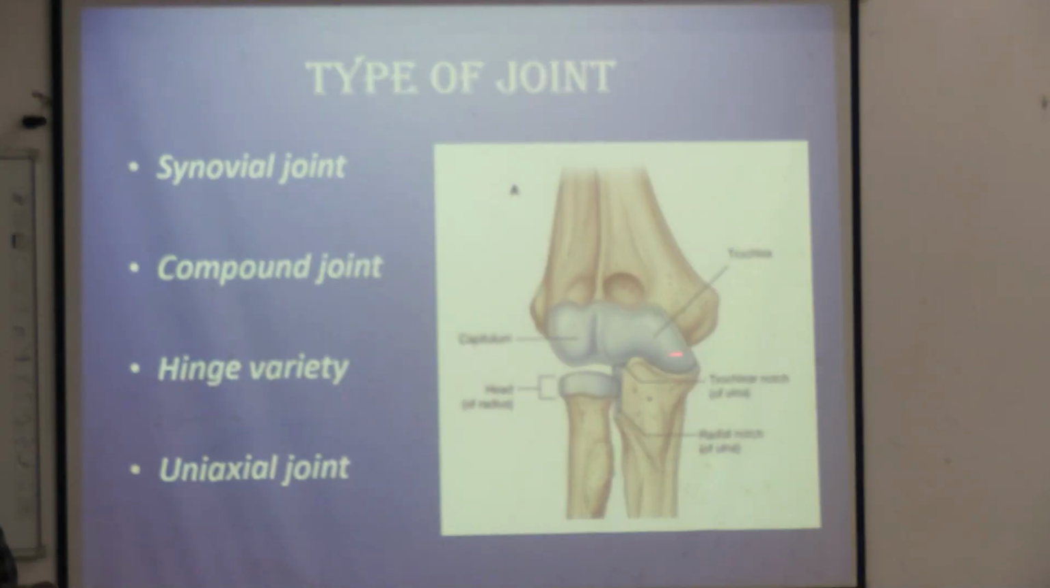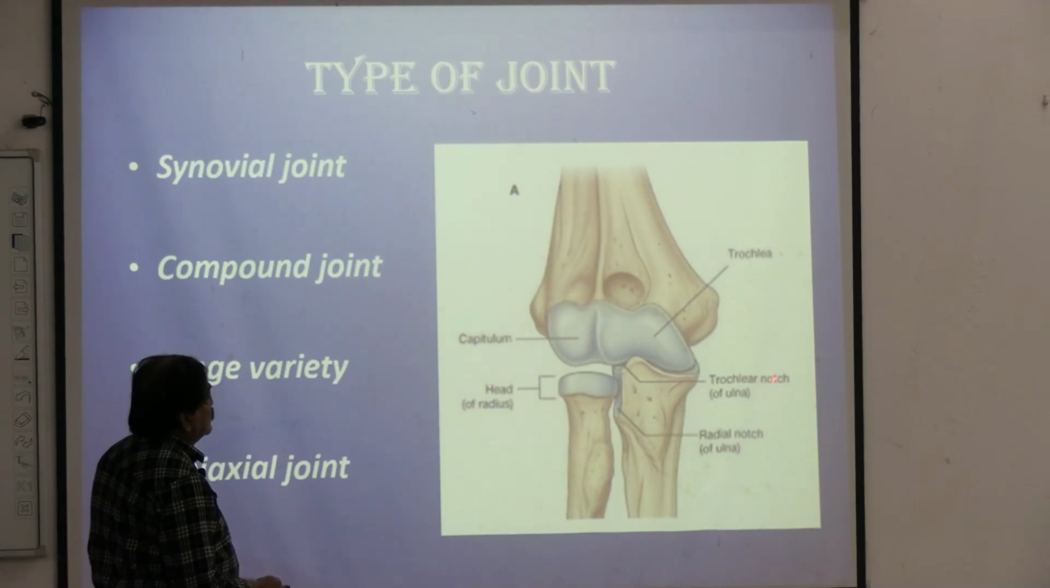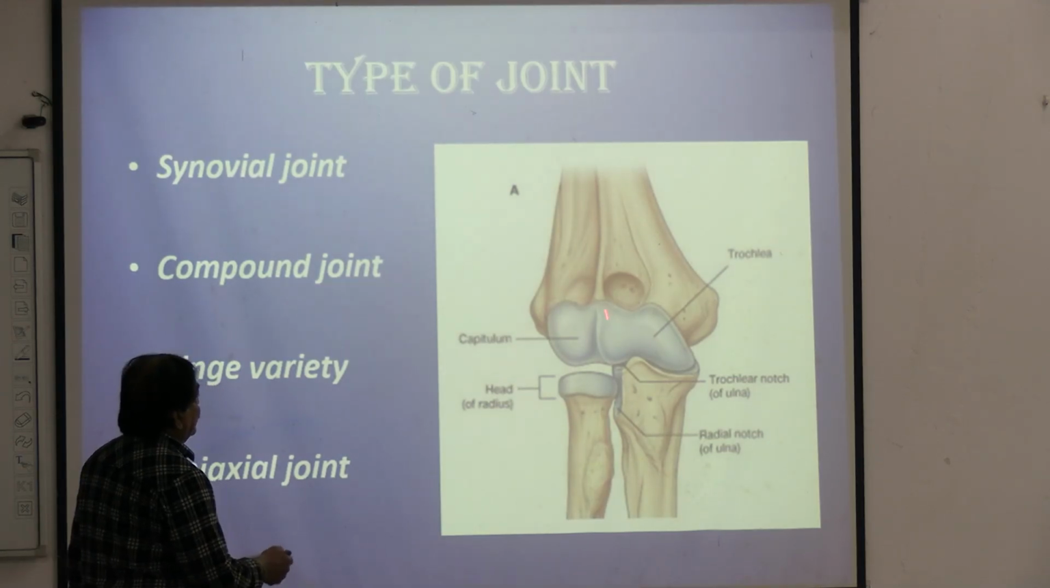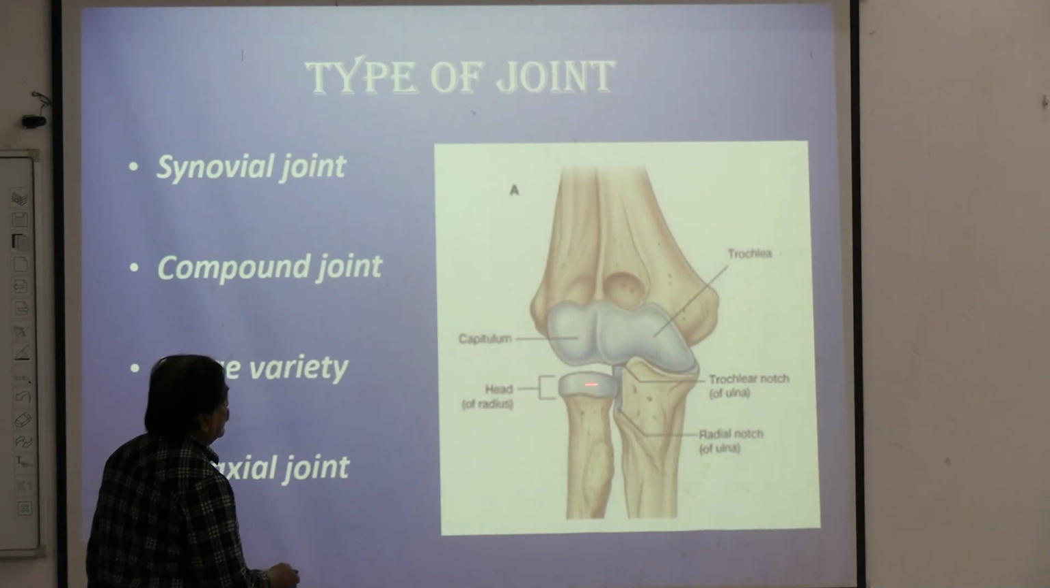And the bones involved in the lower end of the humerus, this is the capitulum and this is the trochlea. Now, the trochlear notch of the ulna, the trochlear surface, articulates with the trochlear surface of the humerus. This is the capitulum, this is the head of the radius. Now, the radius over here is articulating.